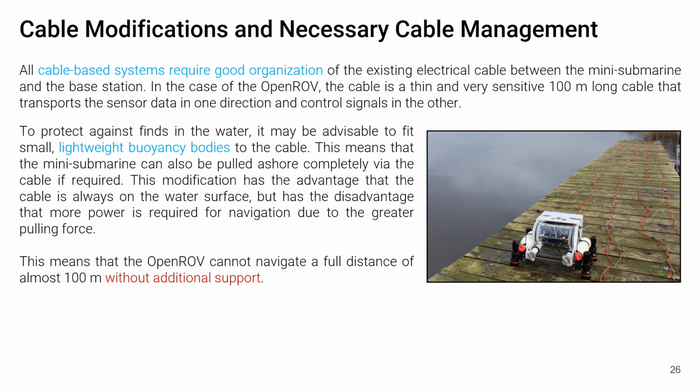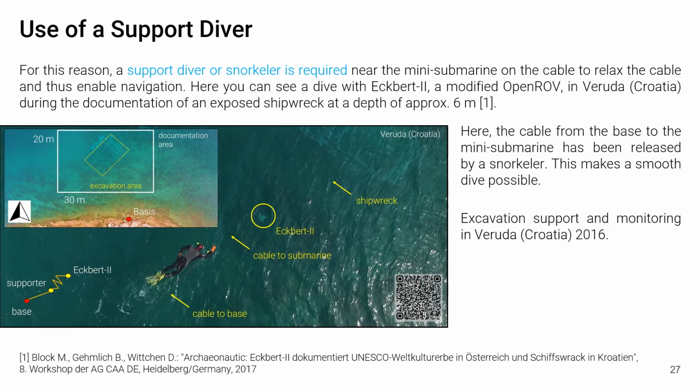This means that the mini submarine can also be pulled ashore completely via the cable if required. This modification has the advantage that the cable is always on the water surface, but has the disadvantage that more power is required for navigation due to the greater pulling force. This means that the open ROV cannot navigate a full distance of almost 100 meters without additional support. For this reason, a support diver or snorkeler is required near the mini submarine on the cable to relax the cable and thus enable navigation.